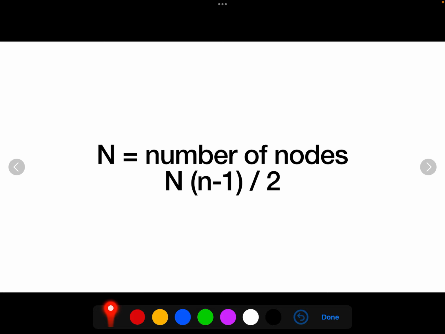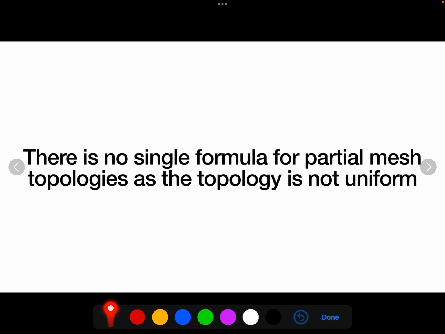So if you have a pen and paper, or you have your computer in front of you, please make a note of this. It's very important. That's the formula for calculating how many links we need in a full mesh topology. Now, there's no single formula for partial mesh topologies, really because the topology is not uniform, so we can't have a specified formula for that. So it's a bit more math there that we need to do.